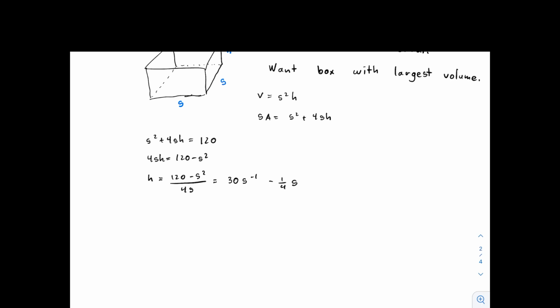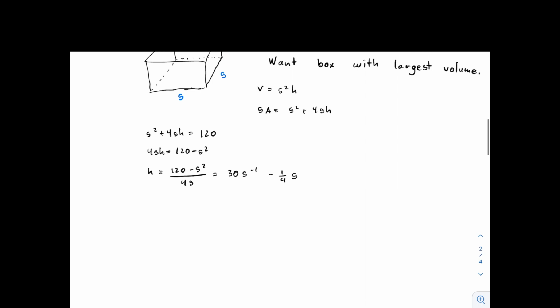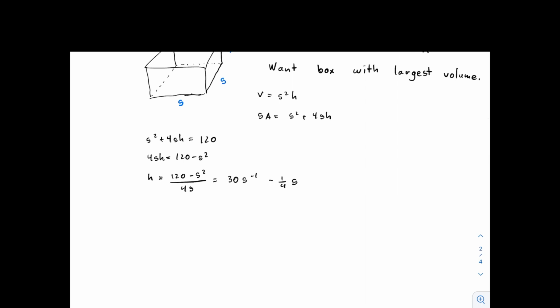The key idea here is that now we can rewrite our volume formula instead of being in terms of two variables, the side length of our base and our height. We can write everything in terms of our side length. So we have our volume is s squared times (30 s to the power of negative 1 minus 1/4 s). Expanding our parentheses, we can write this as 30s minus 1/4 s cubed.